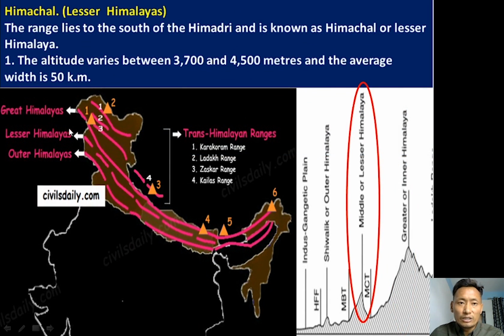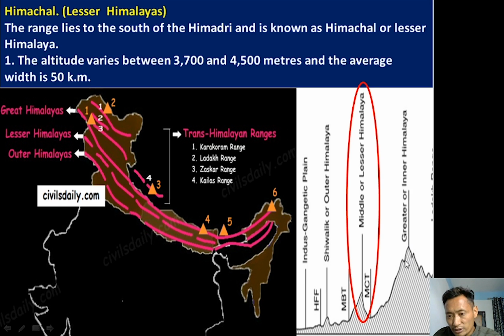Himachal Himalaya is also called Lesser Himalaya. The range that lies toward the south of the Himadri is known as Himachal Himalaya or the Lesser Himalaya. So this is Himadri, and if we move towards the south we have the Lesser Himalaya, located south of Great Himalaya or Himadri. The average height of the Himachal Himalaya is between 3,700 meters to 4,500 meters above sea level, and the average width of this Lesser Himalaya is 50 kilometers.